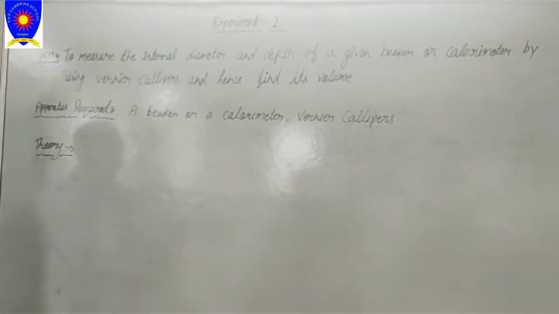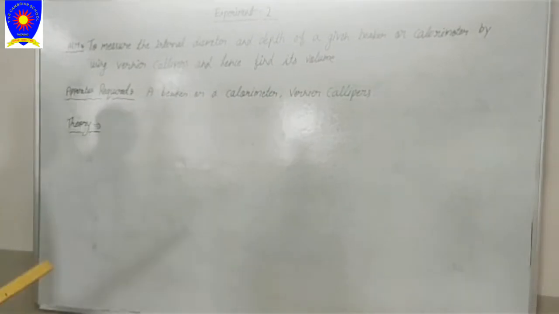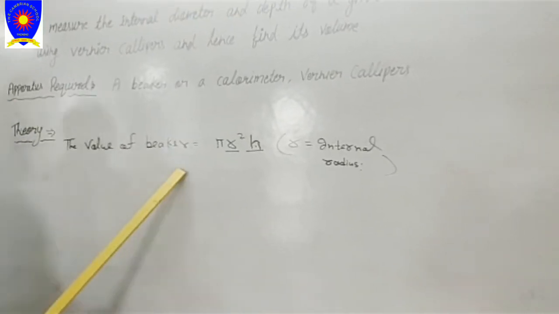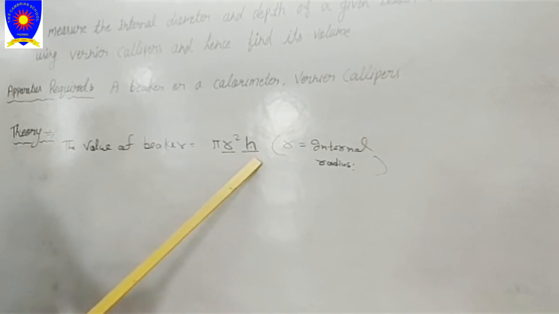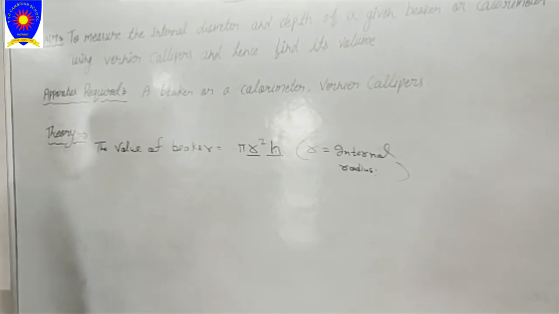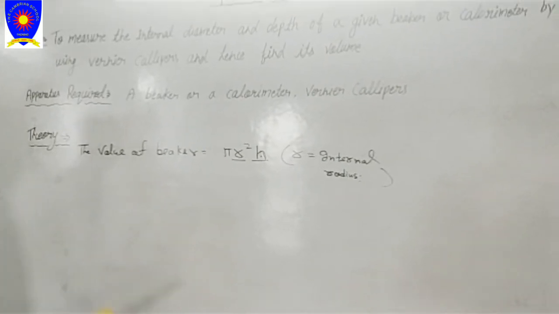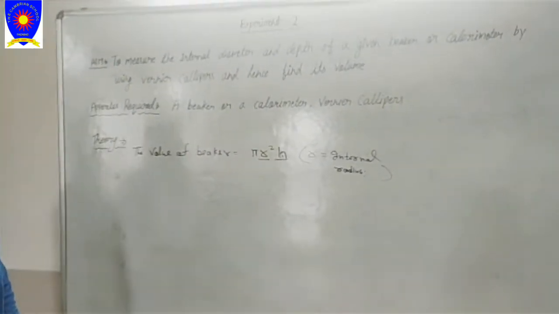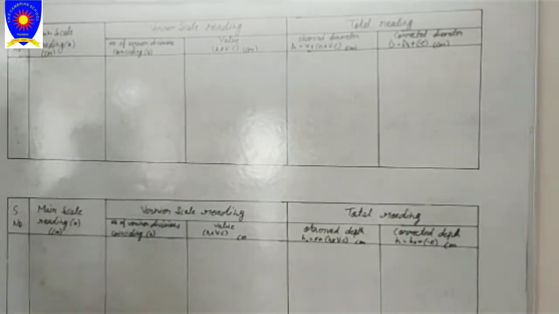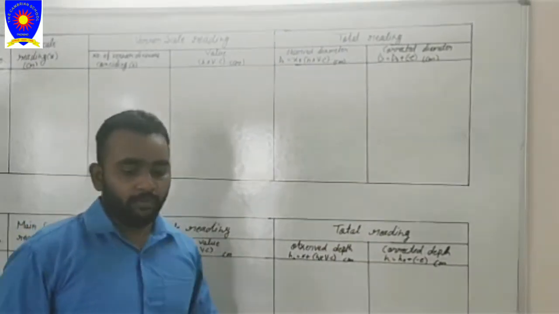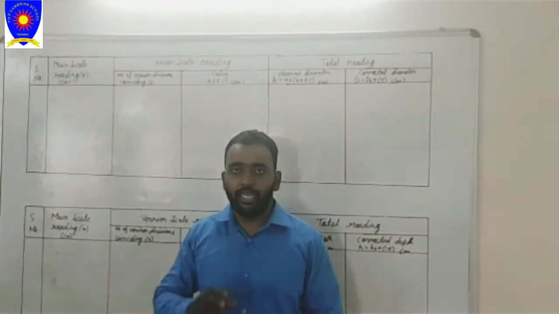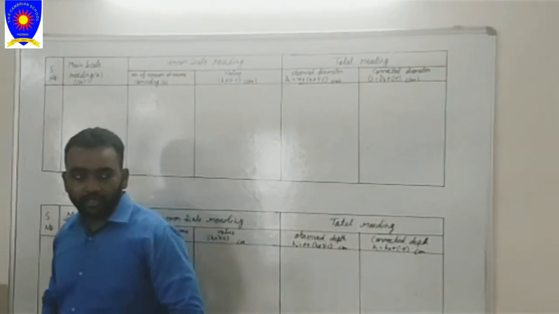According to the theory, the volume of the beaker will be pi r square h, where r is the internal radius and h is the height of the given cylindrical body. It may be a beaker or calorimeter. So now, this is the observation table for diameter and height of the given cylindrical body.